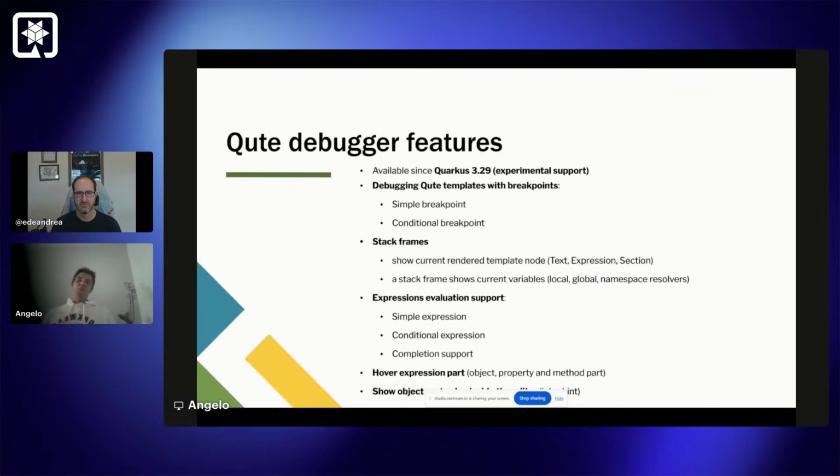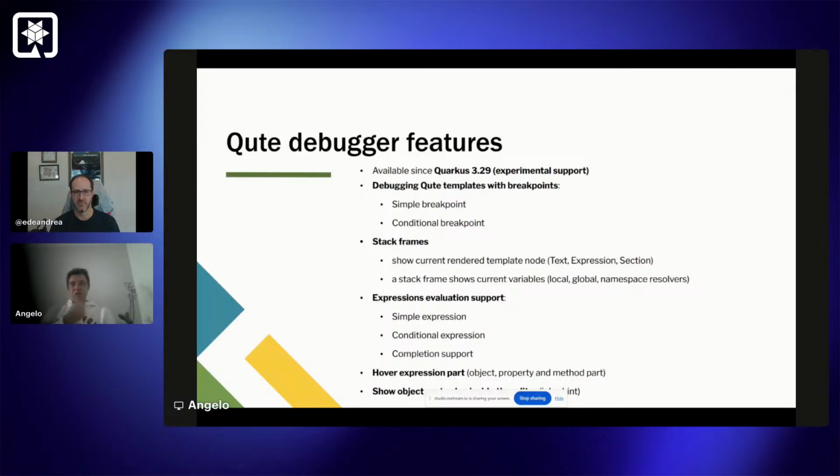So what are the features of the Qute debugger? First, the Qute debugger is an experimental support, and it is available since Quarkus 3.29. It means that the Qute debugger is hosted on the Quarkus GitHub project. So when there are some improvements or fixes to do, those fixes and improvements must be done on the Quarkus GitHub project.